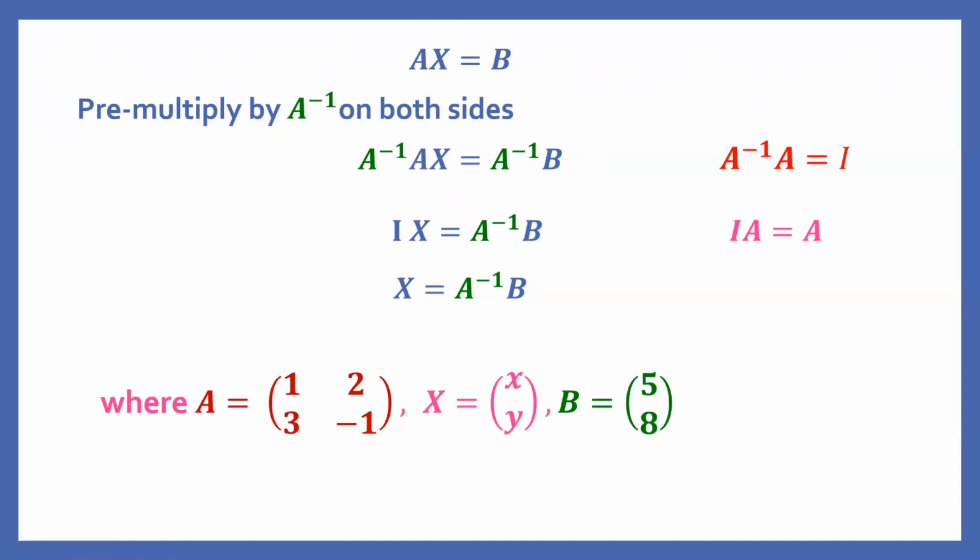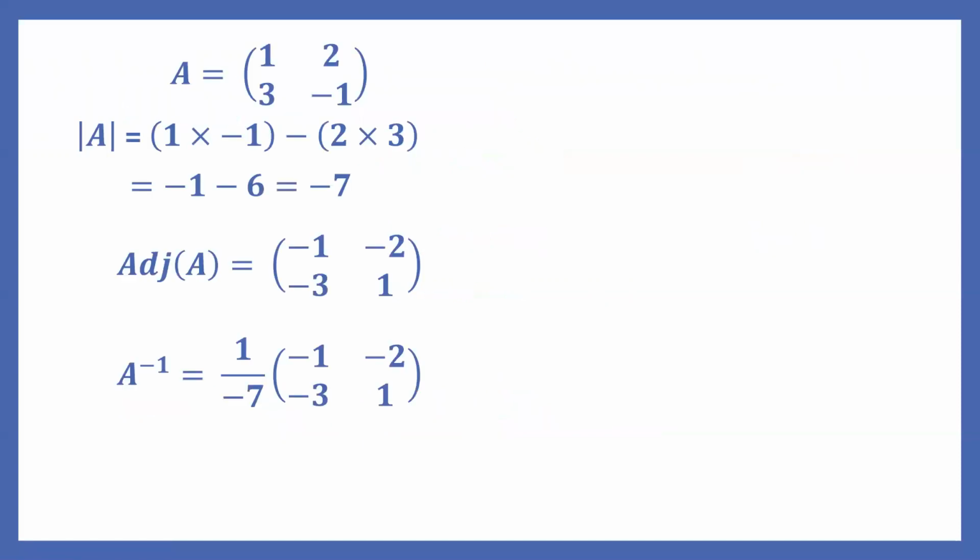So A is 1, 2, 3, minus 1, X is x, y, and B is 5, 8. First I need to find A inverse. To find A inverse, I need to find the determinant. I'm sure now you can easily find A inverse. So I find the determinant, which is minus 1, minus 6, minus 7. I find the adjoint, and A inverse will be 1 over determinant times the adjoint.